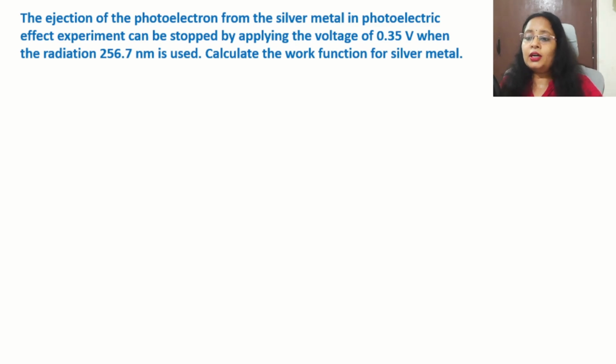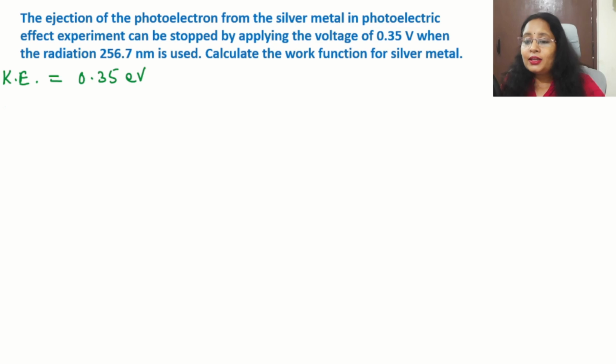Now friends, here they are telling that the photoelectrons can be stopped by applying the voltage of 0.35 volts. It means we can say the kinetic energy of the photoelectron is 0.35 electron volt, or volts we can write.